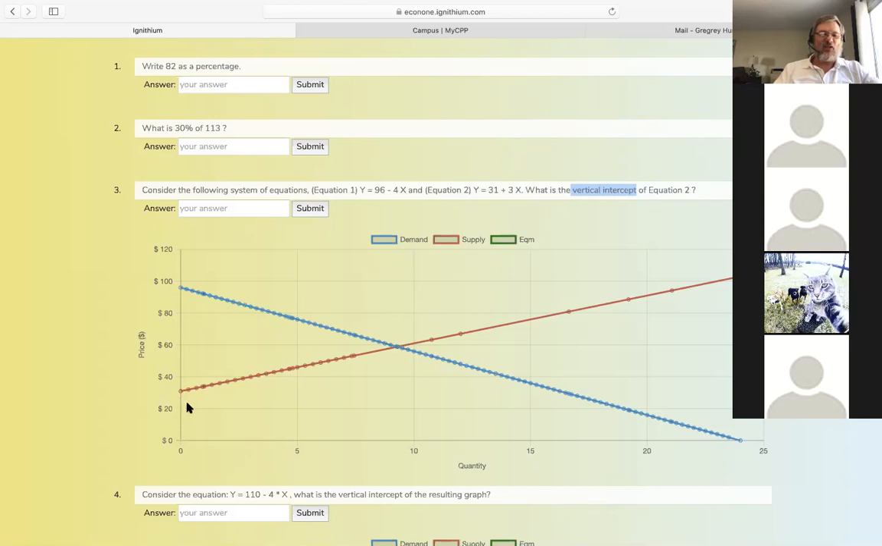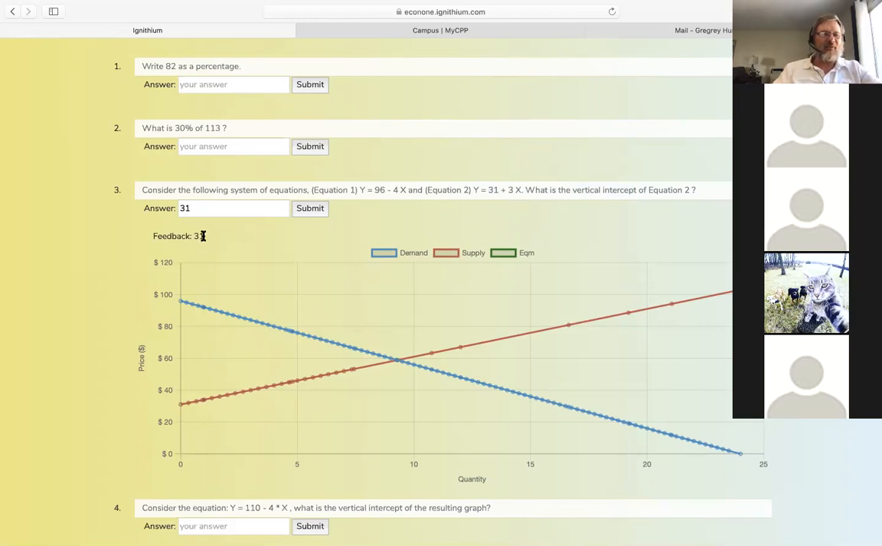Yeah. So x is 0, and then I go up to the red line and I see 31. And you guys aren't supposed to have to pay attention to the equations themselves, but you can also notice that it's that first term there. So is that what you were going to say, Spencer? It's 31. Yeah, let's submit. And we get feedback, 31. Yay. Good job, Spencer. Okay. Woo, the crowd goes wild.